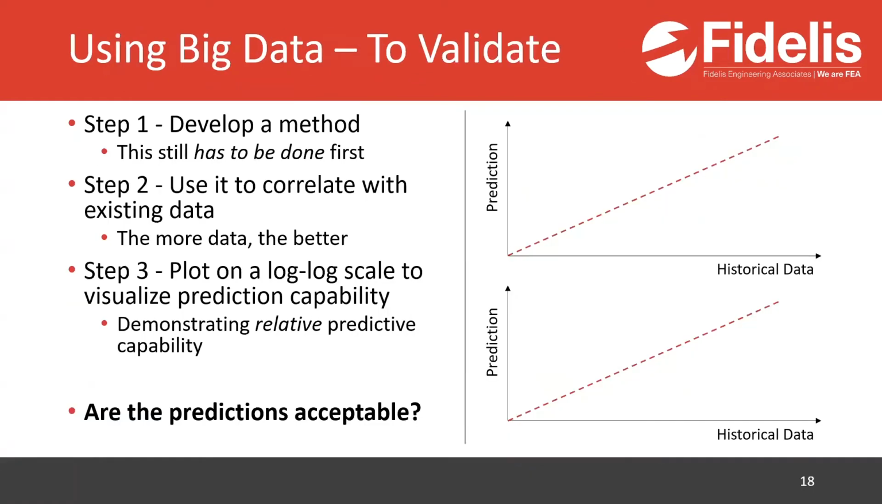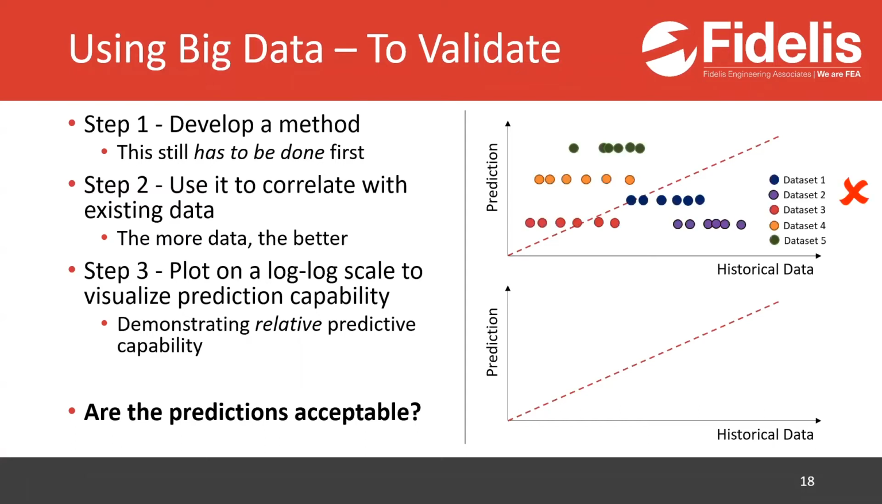Well, first of all, we can use it to validate our methods. And so step one in this process is still to have a method. We still have to develop a method that we think can capture the physics at least acceptably. Secondly, we use it to correlate with the existing data. And so the more data we have, the better, obviously. And then finally, if we plot this on a log-log scale, we can visualize the prediction capability of our method and demonstrate relative predictive capability.